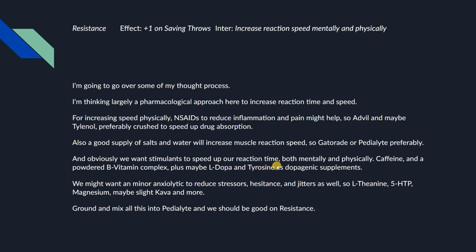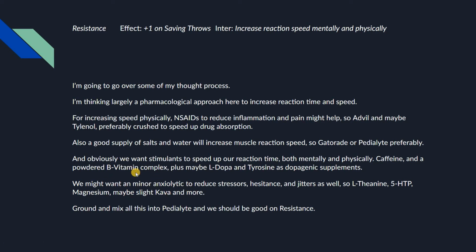We're going to want stimulants to speed up our reaction time, both mentally and physically, and caffeine is a very common one and easily accessible as caffeine powder. And then you can take a powdered B vitamin, complex B vitamin, and then there are supplements called L-Dopa and tyrosine, which help you produce more dopamine, and those combined can speed us up a little bit, and more than just caffeine.